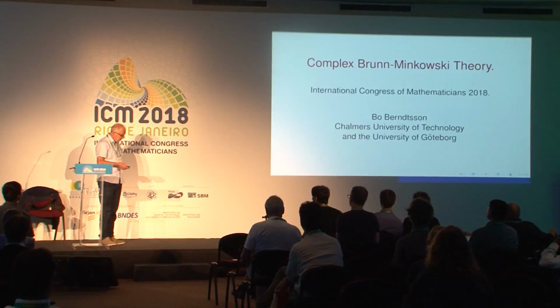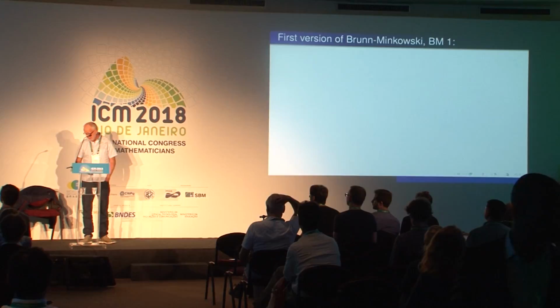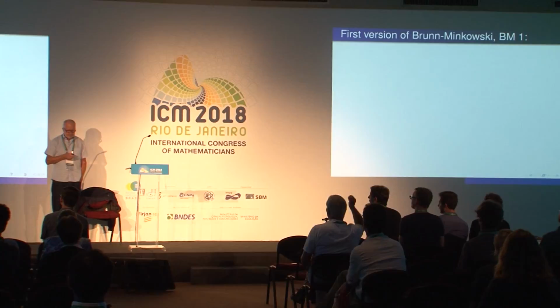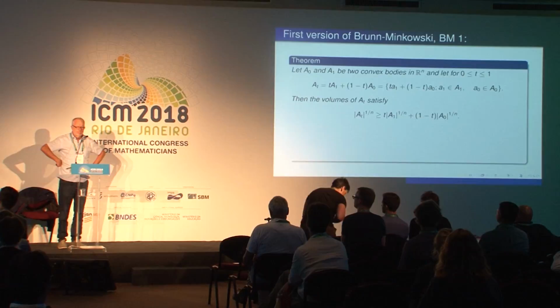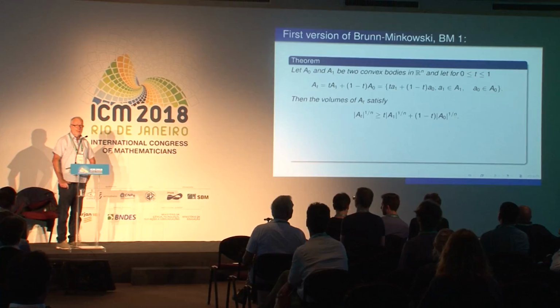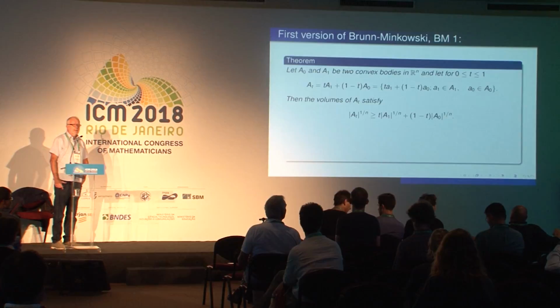Okay. So let me start by giving you the first version of the classical Brunn-Minkowski theorem. It's given up there. So we start with two convex bodies, called A0 and A1, and they are convex bodies in Rn. And then we take a parameter t that lies between 0 and 1.